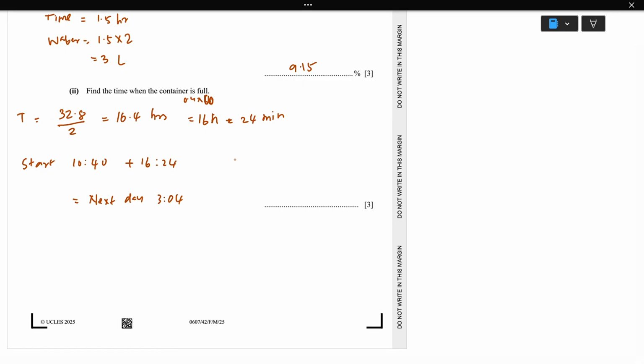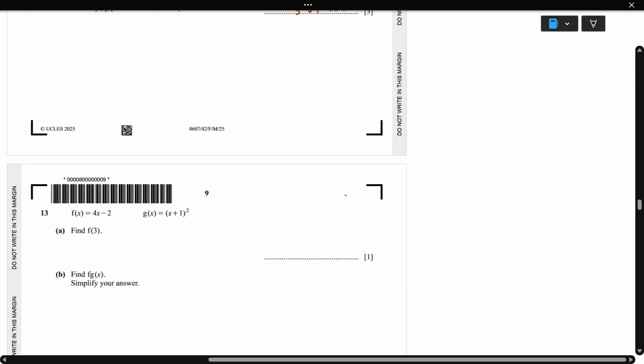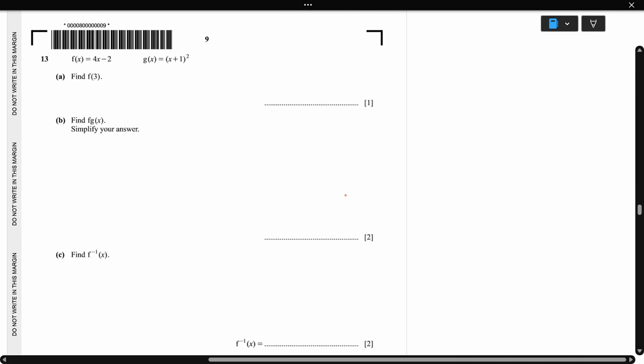Yeah, it's correct, because 13 hours are required. Here the rest is going to be 10:40 plus 13 hours 20 minutes, which goes to 12 o'clock, and the rest is 3 hours 04. So the answer is 3:04 a.m. the next day. Okay, the next question, question 13.